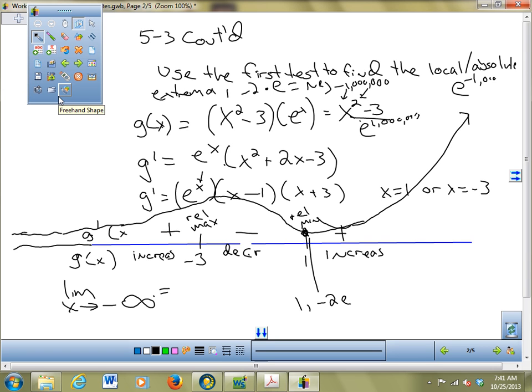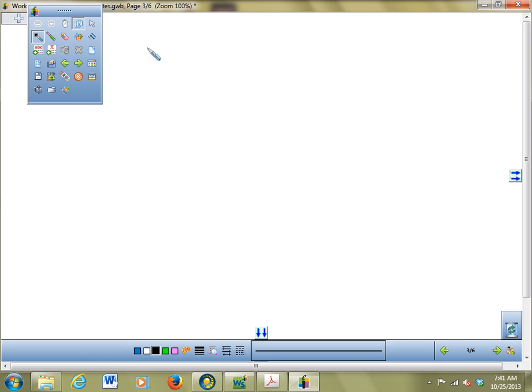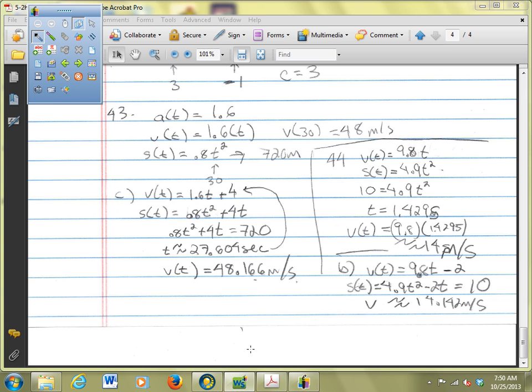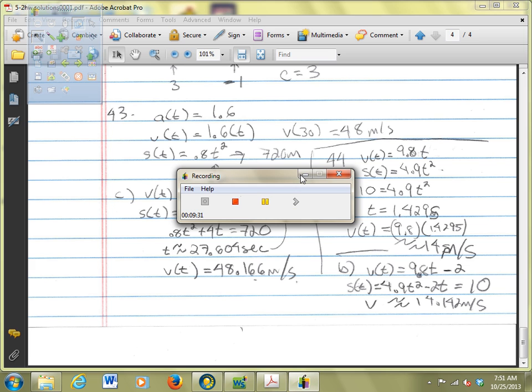Okay, so now we're going to learn about concavity. You ready to learn about concavity? So I have to tell you something funny, but I can't be recording it. We're recording again.